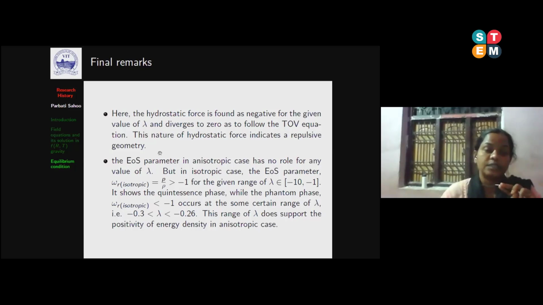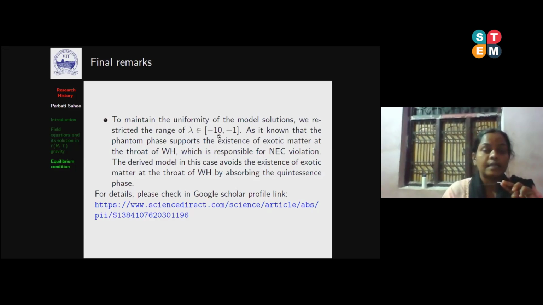If we consider the equation of state parameter here, in the anisotropic case it has no role for the value of lambda, but in the isotropic case the EoS parameter is coming greater than -1, which shows the quintessence phase, while the phantom phase, where it is less than -1, occurs at some certain range of lambda. Now if we restrict the range of our coupling constant, in that range we are getting the equation of state parameter in the quintessence phase.